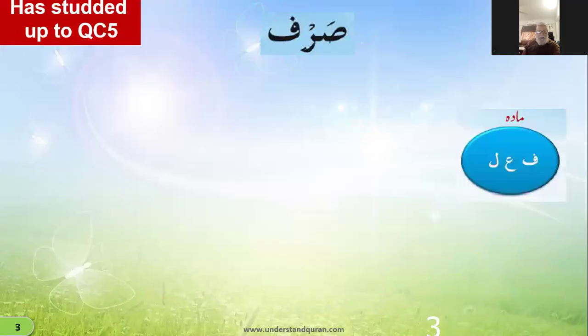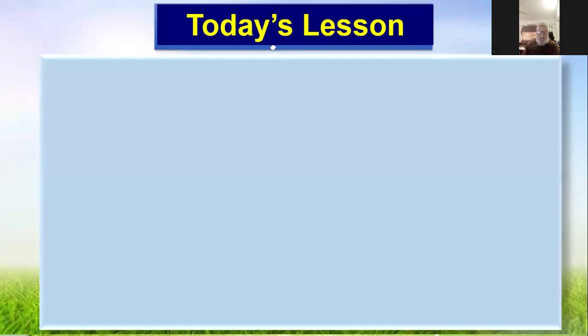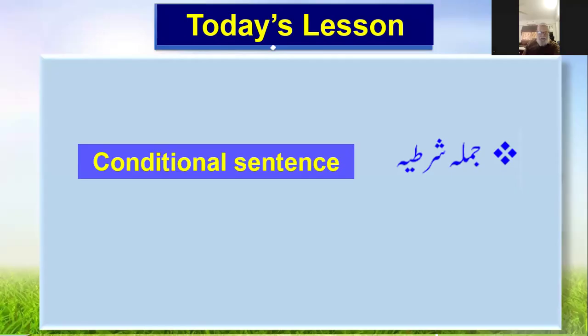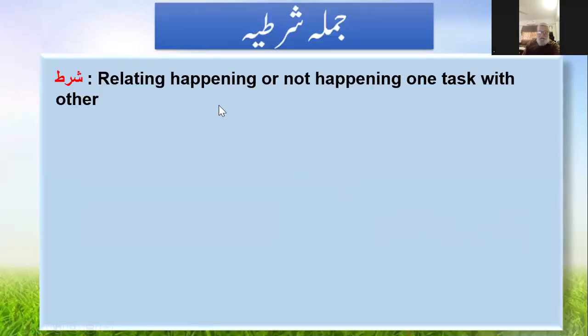We saw that grammar has two parts: making the words from the letters is called sarf, and making the sentences from the words is called nahw. So in today's lessons, we will study jumla shartiya, the conditional sentence, and asma mushtaqqa, the derived nouns. So let's see what jumla shartiya is.